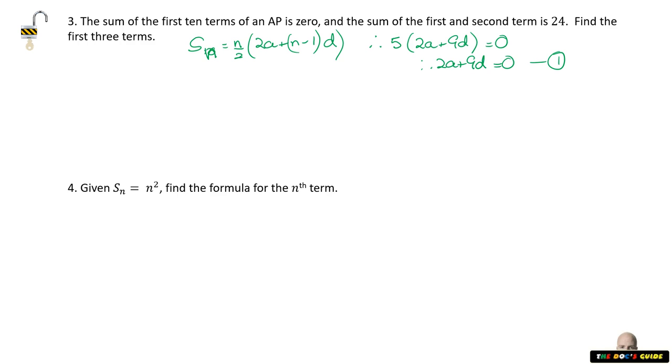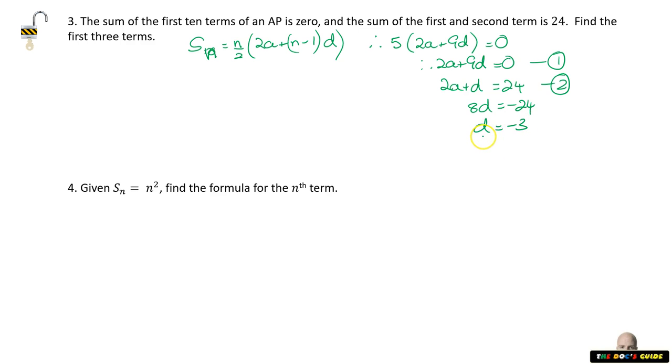And then the sum of the first and second term is 24. Our first term is a, our second term is a plus d. So that means that 2a plus d has to equal 24. Here we have our two equations to solve. If we subtract 2 from 1, that will give us 8d is negative 24. So the common difference is minus 3.